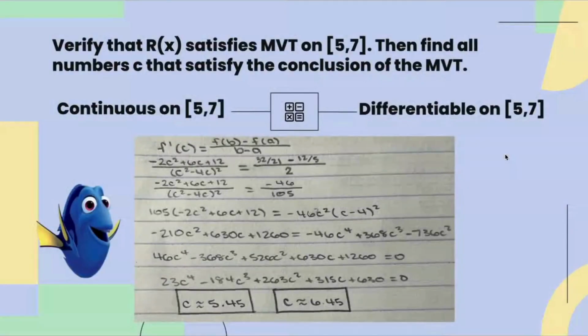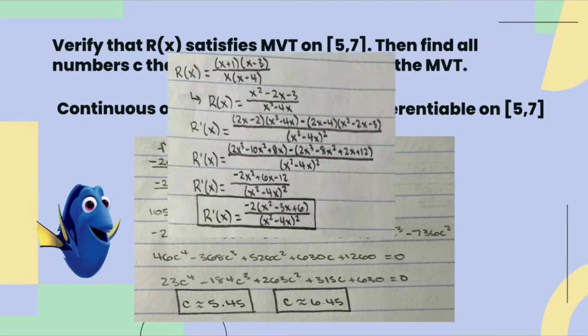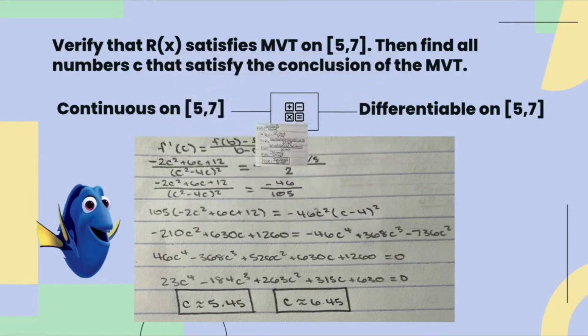Now, just keep swimming with me. Here's an example problem where I need to verify that r of x satisfies the mean value theorem on the closed interval 5 to 7. Then find all numbers c that satisfy the conclusion of the mean value theorem. First, it is continuous on the closed interval, and based on the derivative I found earlier, it is also differentiable on the interval. Therefore, it satisfies the mean value theorem criteria.